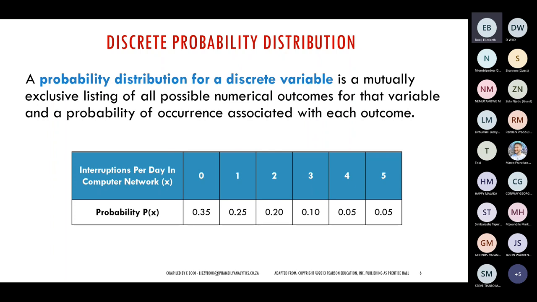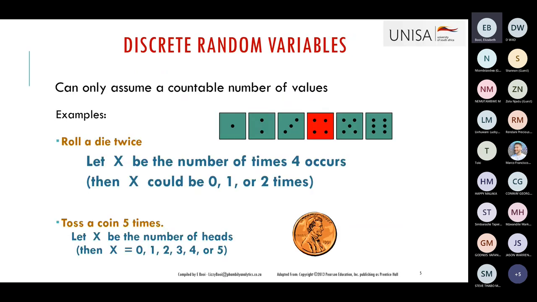Your outcomes should also have a probability that corresponds to that outcome happening, because we are able to count how many times a coin will land on a head, and we say zero times. So if I toss it five times and three times it lands on a tail, therefore it means zero times. Or if one time it lands on a head, the frequency will count as one.